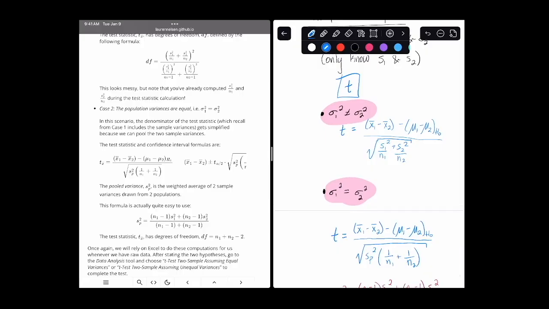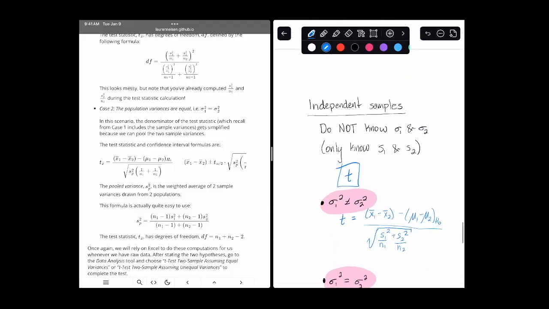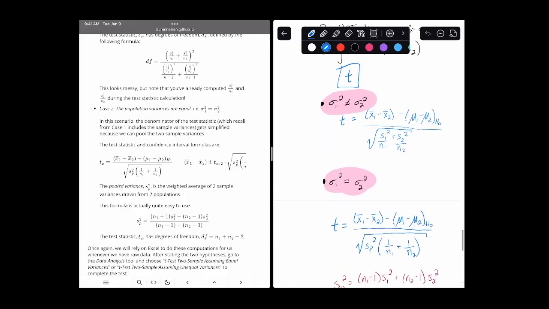And this might start seeming like a lot of work because we kind of have these nested things that we're testing. We're doing this overall hypothesis test where we're comparing two means, and within that we need to do an F-test to figure out which case we're in. That probably feels like a lot.